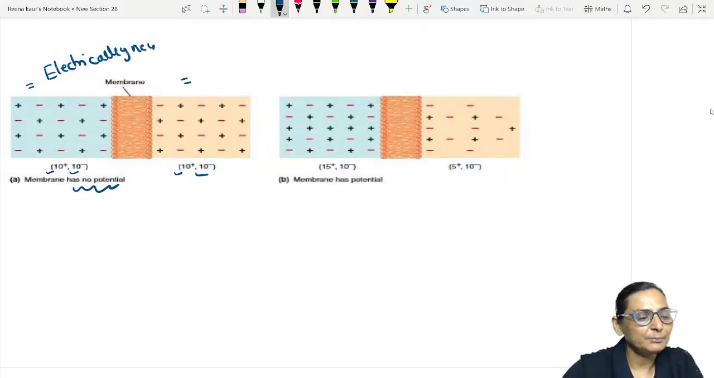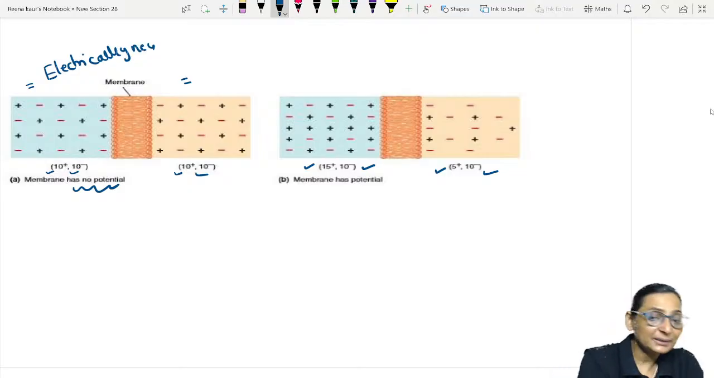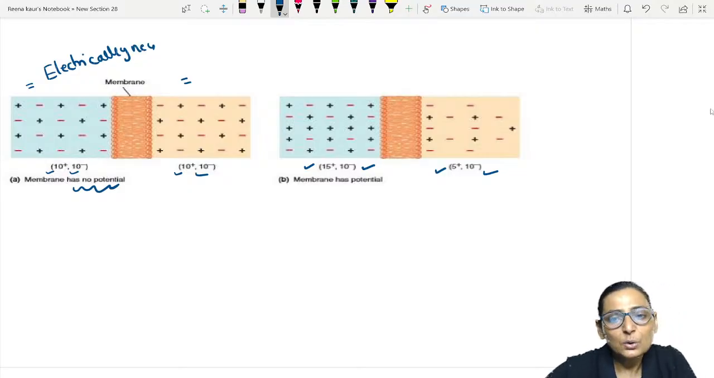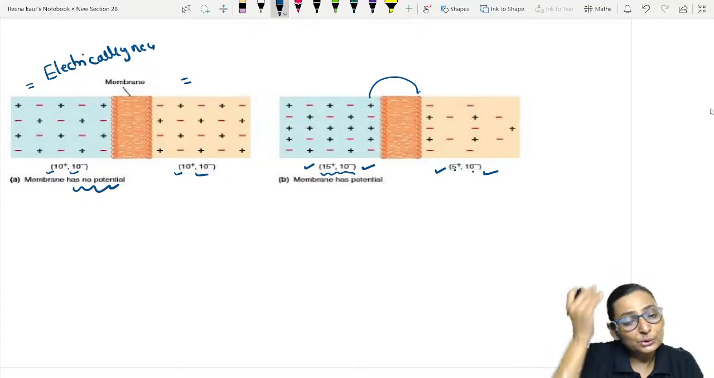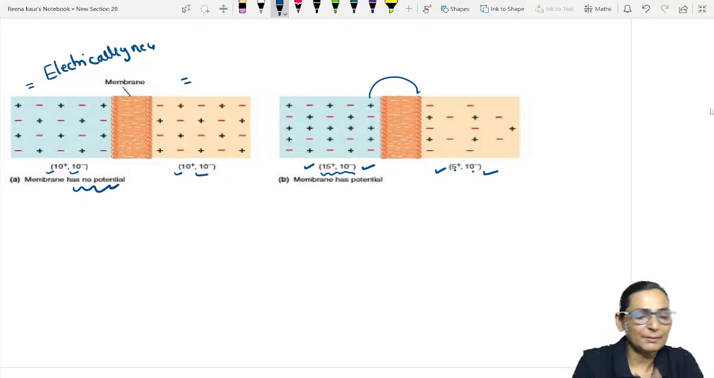there is no resting membrane potential. Okay? Whenever there are equal numbers of positive and negative ions and they are balanced, there will be no resting membrane potential. Here you see 15 cations, 10 anions, and 5 cations, 10 anions. So here there is going to be a membrane potential, right? These two solutions are not electrically neutral with each other. Even they are not electrically neutral among themselves. Here 15 plus and 10 minus, here 5 plus and 10 minus. So any solution which is not electrically neutral will create a membrane potential. Only that will create a resting membrane potential. Unbalanced ions will create resting membrane potential.